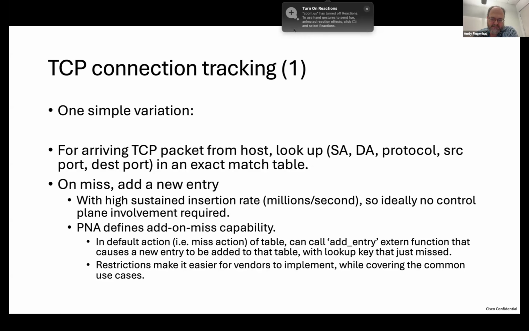For example, the common case being the only thing you're allowed to add as an entry in the table in the P4 source code is the key that you just looked up and missed. You can't pick an arbitrary key. You can only do it in exact match tables. The action parameter you get to pick, but the restrictions on the key and the exact match table make it much easier to implement than if you don't have those restrictions. And that's the common case that many features need. They don't need more general capability than that in a lot of cases. Any questions on that?